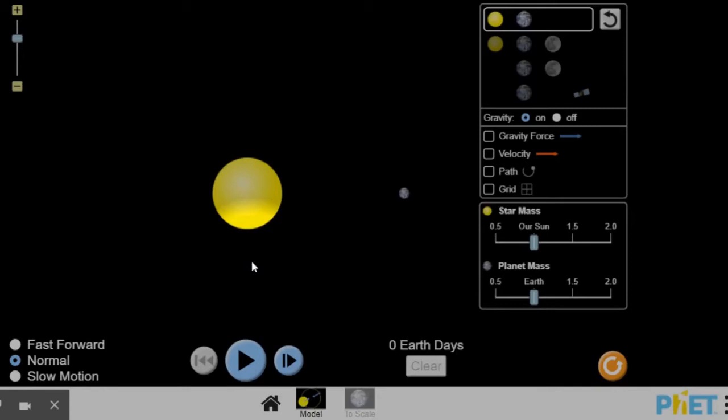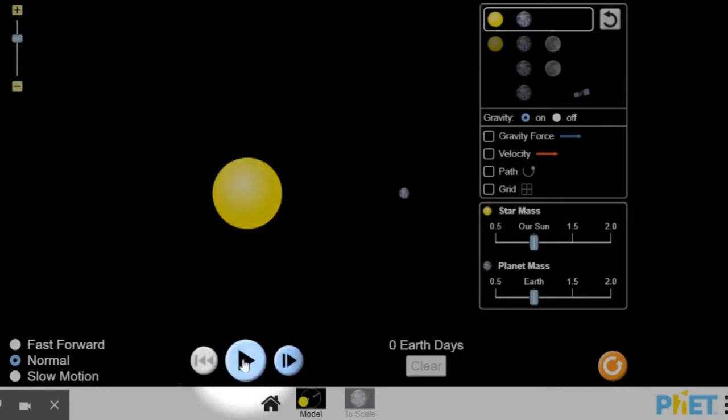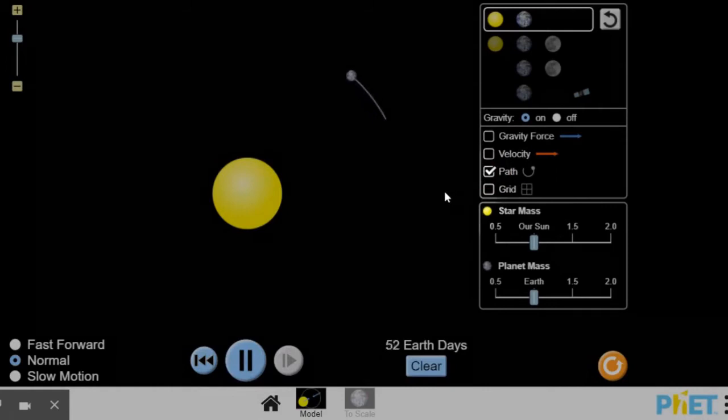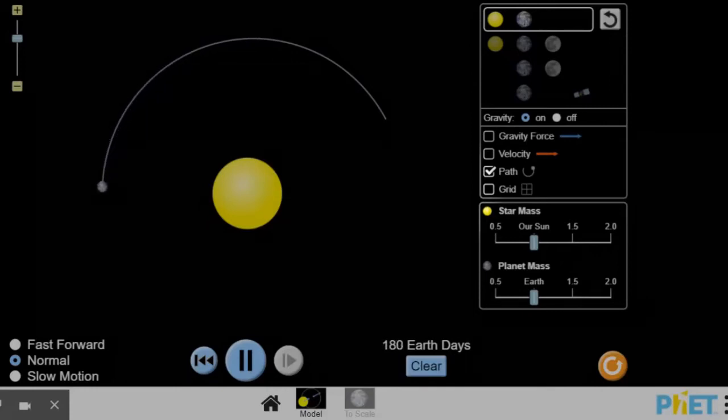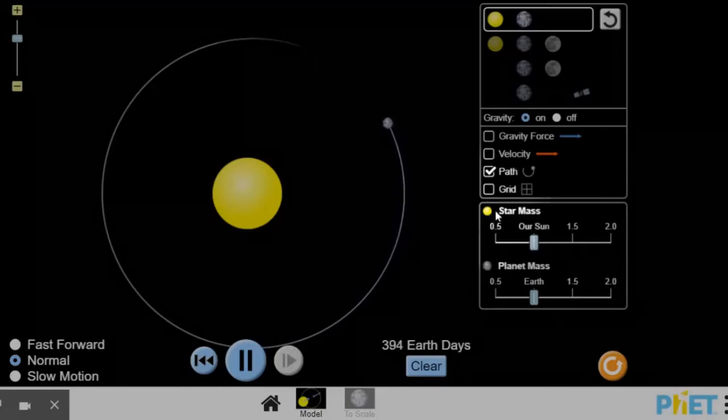Let's have a quick look at the Earth in orbit around the Sun then. Set it off going, mark on the path. The Earth's orbit around the Sun then, 365.25 days for a full orbit. It's very close to being circular, not exactly circular. The Earth is very slightly closer to the Sun in the northern winter. So around at the end of December, it's slightly closer, but not by much.